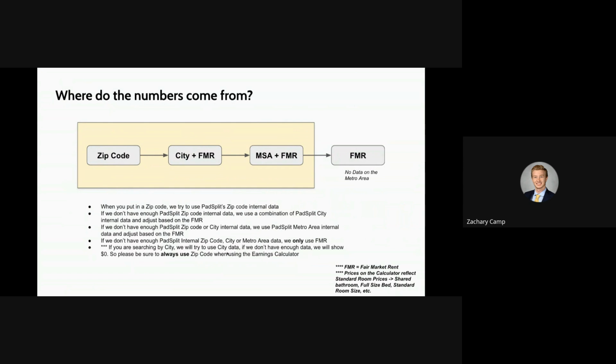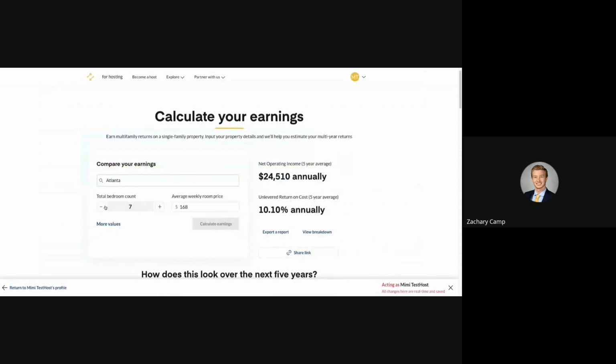If we don't have enough PadSplit internal zip code, city, or metro area data, we are only going to use fair market rent. So if you are searching by city, we will try to use the city data, but if we do not have enough data in our system, we will show $0. So please, please, please be sure to always use your zip code when using the earnings calculator. Now, let me show you what that looks like.